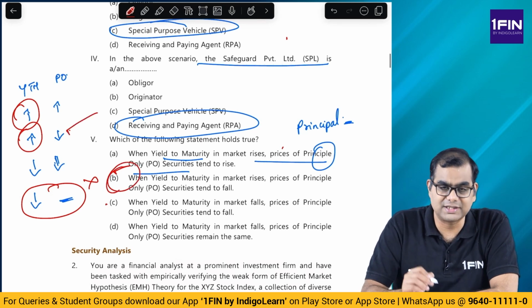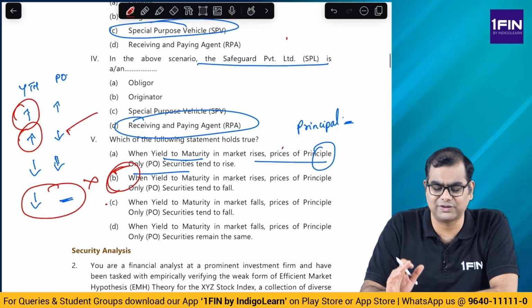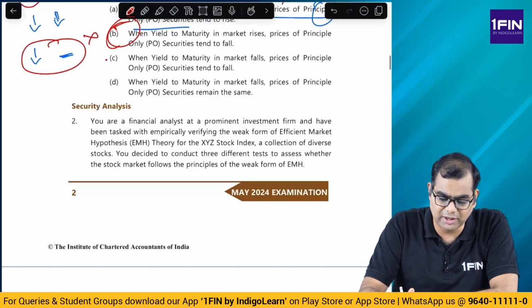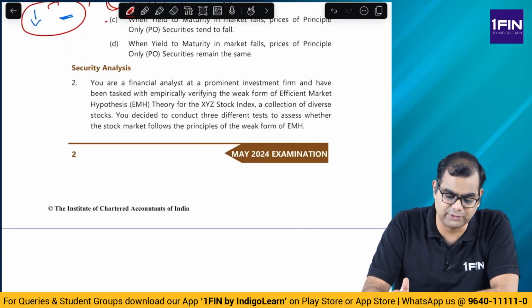Okay, so this is a slightly confusing one, but otherwise, if you have read my T380, you will understand. If you have attended our classes, you will know it. Now coming to the next one, security analysis. This is also an interesting question.